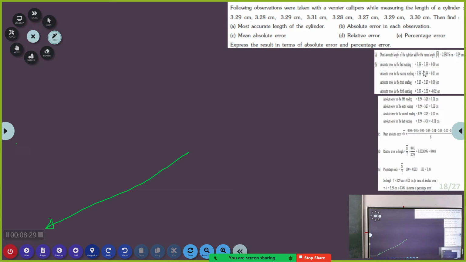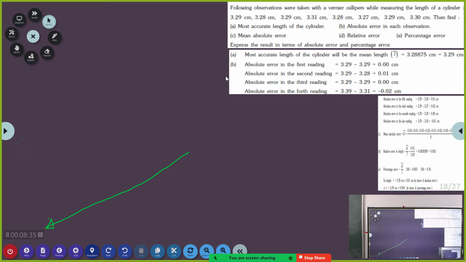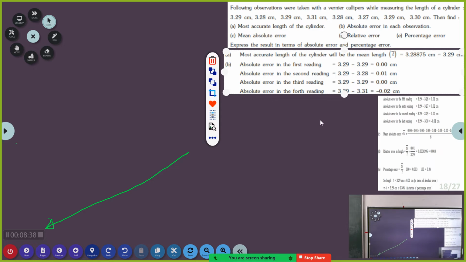Fine. I think by this time all of you would have solved it. So I think this should not be difficult. L bar indicates what? The mean. So you get it like this. You should get it as 3.29. I suppose all of you got this.